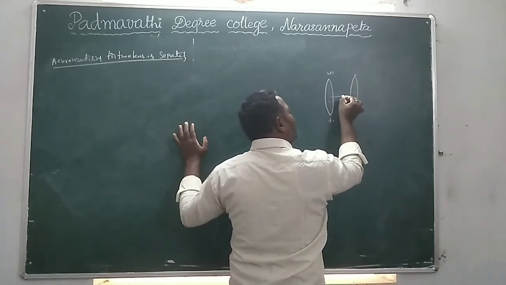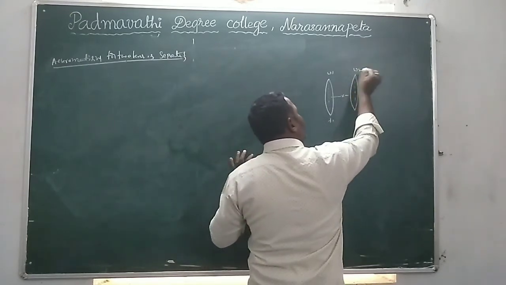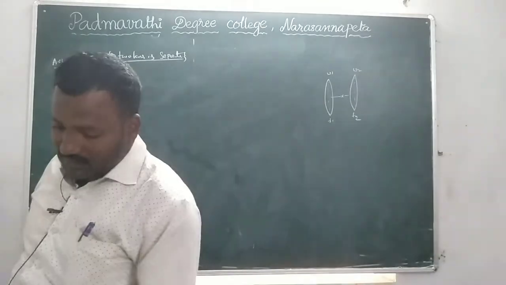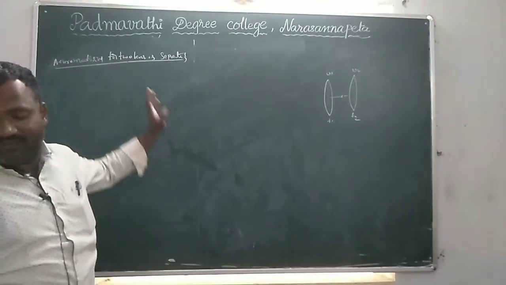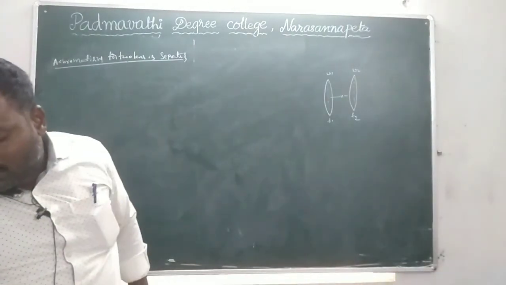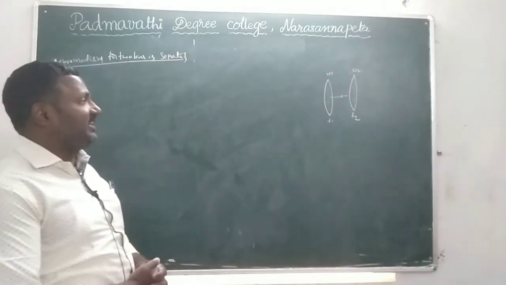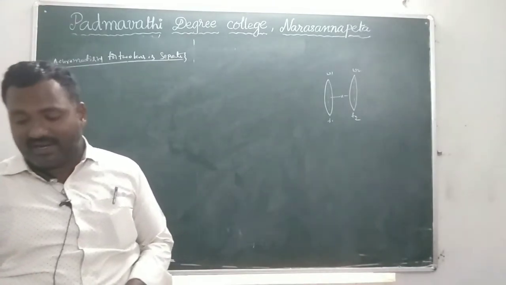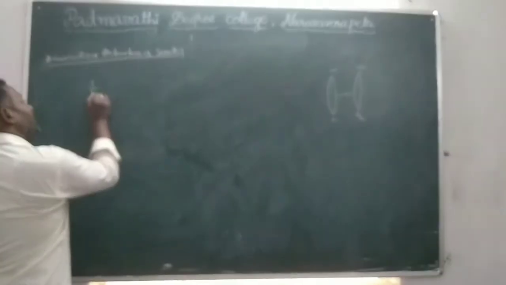So these two lenses are separated by a distance. This is omega 2, this is f2, omega 2 f2. Here let us consider convex lenses of focal lengths f1 and f2 separated by some distance x. In this way the focal length of the combination is given by 1 by f equals 1 by f1 plus 1 by f2 minus x by f1 f2.